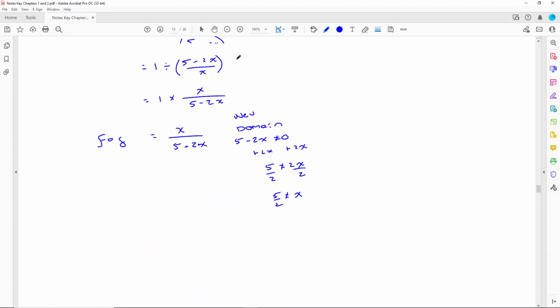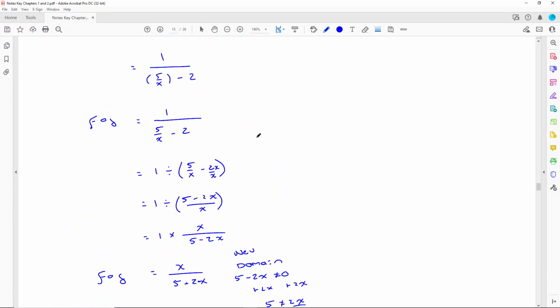So my final domain would be that x cannot equal 0 or 5 halves. And I think our textbook likes to go like this: it's the set of x such that x cannot equal 0 or 5 halves. Or in interval notation, you can go negative infinity up to 0, 0 up to 5 halves, and then 5 halves up to infinity.